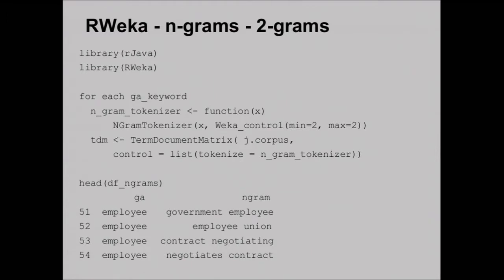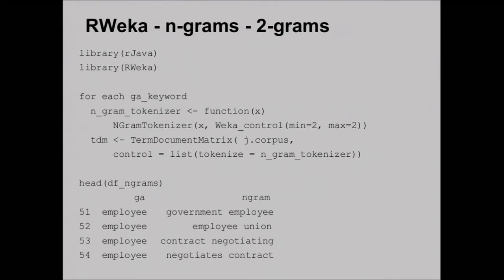So at the end of the day, we get a term document matrix based upon the same corpus as before, but tokenized using this tokenizer function that we created up here. That way, we now get a term document matrix that has 4 rows, 2 words, where these 2 words are stored in each of the different documents.